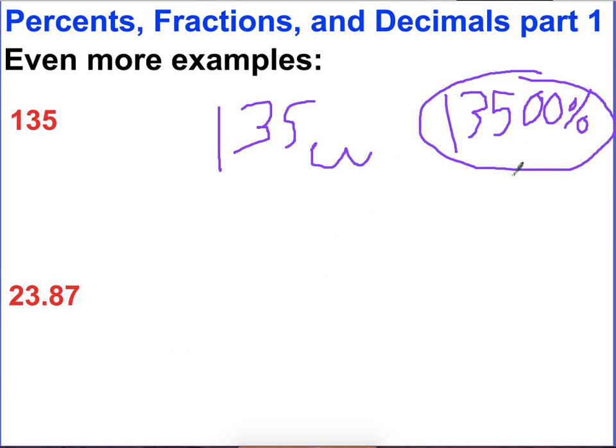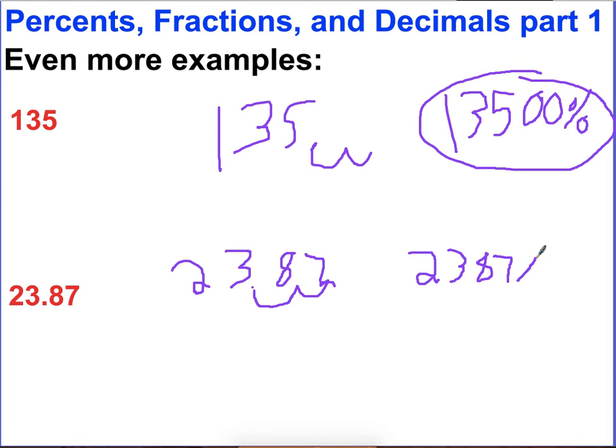It seems odd to have a percent over 100, but it does happen. That's why we wanted to look at it. Second one, so we have 23 and 87/100ths. We want to change this into a percent. Move 2 spaces to the right. And I'm going to have 2,387. And then add on that percent sign. For both of these, notice how they didn't start with a percent, and then at the end they do have a percent. So these are the same value, but one has a percent and the other does not have a percent.